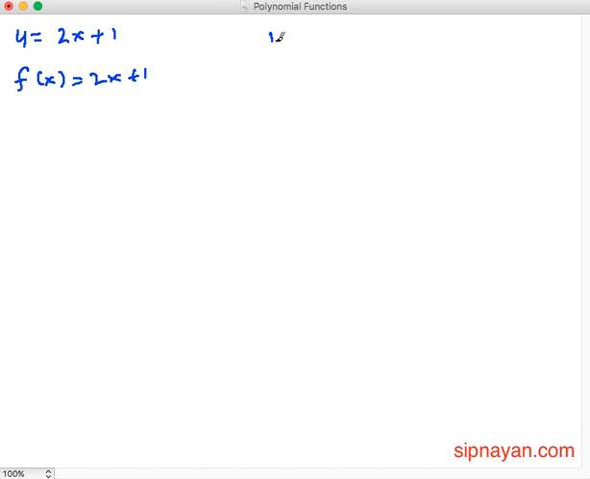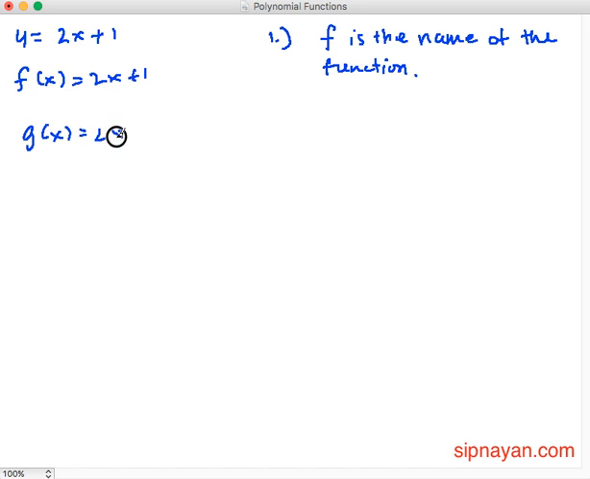So here, number 1, dito sa second notation, f is the name of the function. So, ang pangalan ng function natin ay f, no? Ibig sabihin, kung gusto ko siyang pangalanan ng g, I can write g of x equals 2x plus 1. Or kung gusto ko siyang pangalanan ng p, I can write p of x equals 2x plus 1. No? So, depende sa atin kung anong papangalan natin doon sa function.